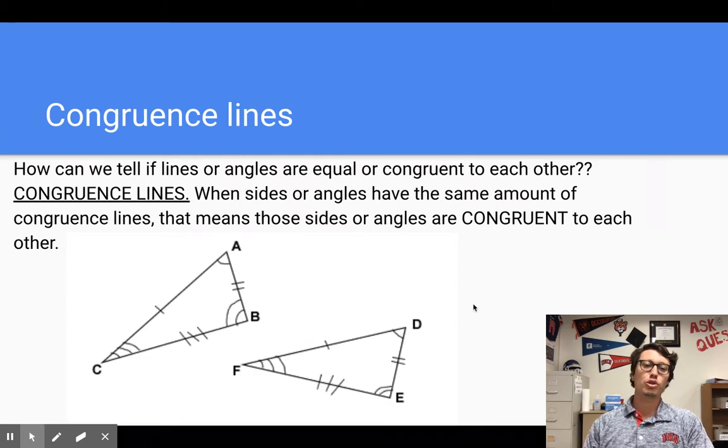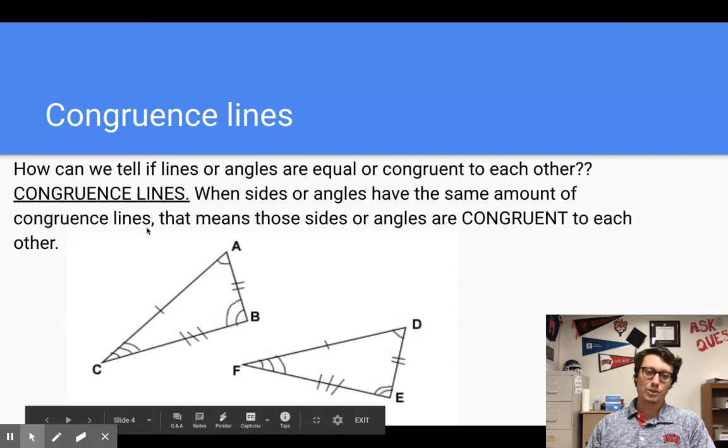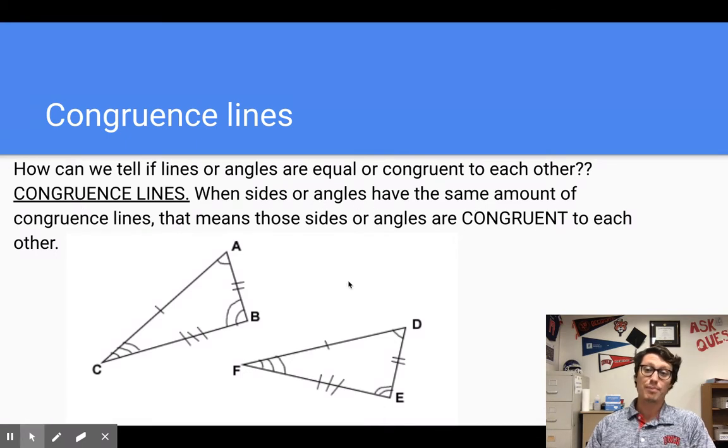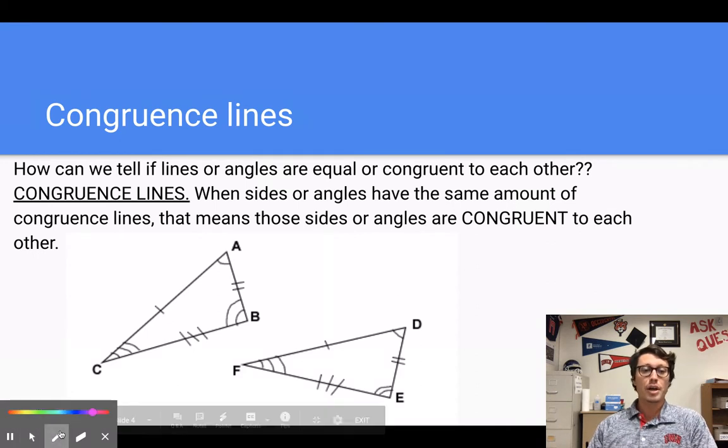Okay, and congruent lines. How can we tell if lines or angles are equal or congruent to each other? The answer to that is congruence lines. Sometimes I call them little tick marks, sometimes I call them little bubbles, but the actual technical term is congruence lines. When sides or angles have the same amount of congruence lines, that means those sides or angles are congruent to each other. And we just said congruent means the same size and same shape.